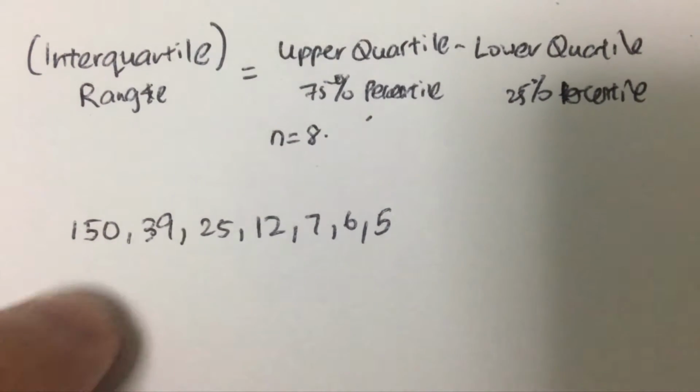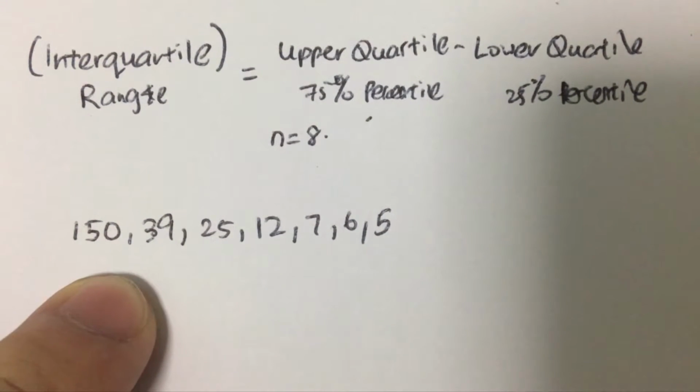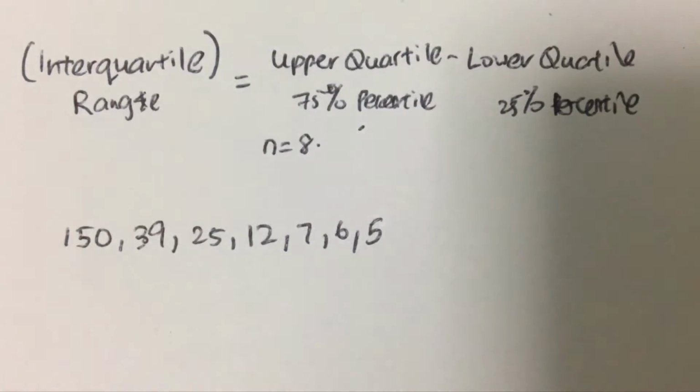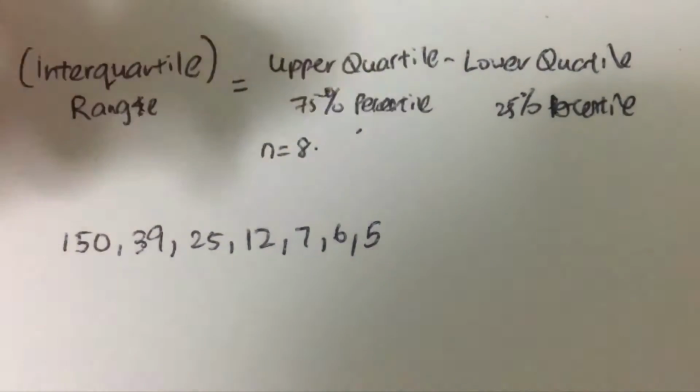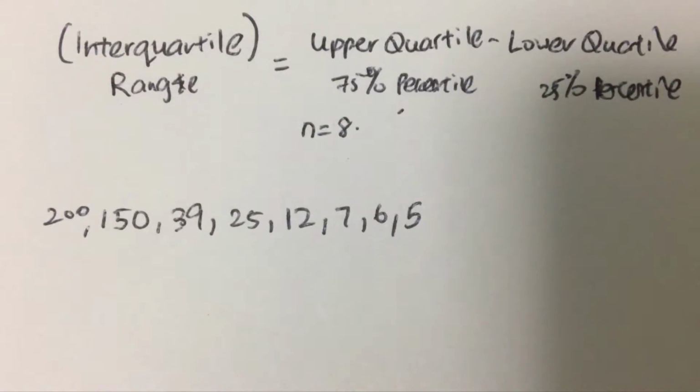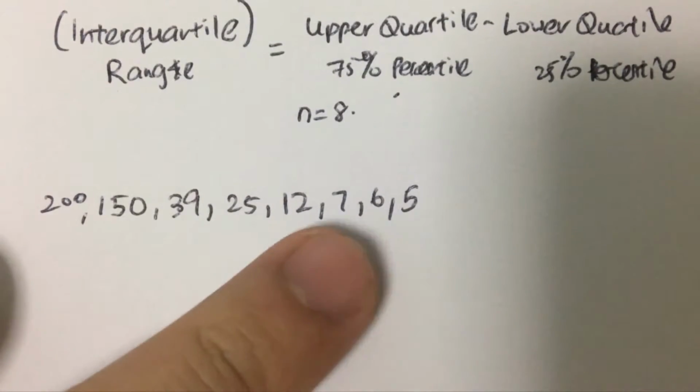As you can see, this is a very short example of finding the interquartile range. I have maybe 8 numbers. Let me just add one more set of numbers down here. I have 200, 150, 39, 25, 12, 7, 6, 5.